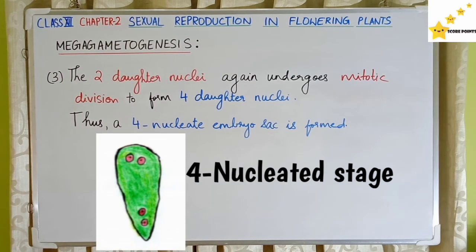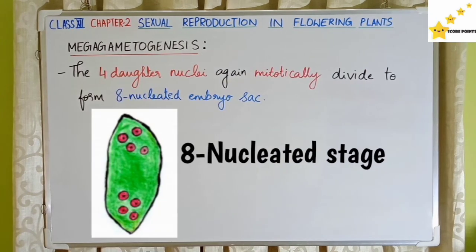The two daughter nuclei again undergo mitotic division and form four daughter nuclei. Thus, a four-nucleate embryo sac is formed. You can see the four-nucleate embryo sac on the board. The four daughter nuclei again divide mitotically to form an eight-nucleate embryo sac. So the important point here is that the nucleus is dividing by the mitotic process.